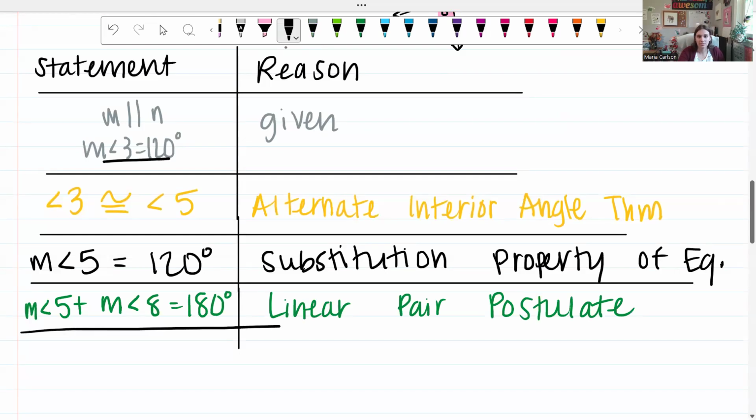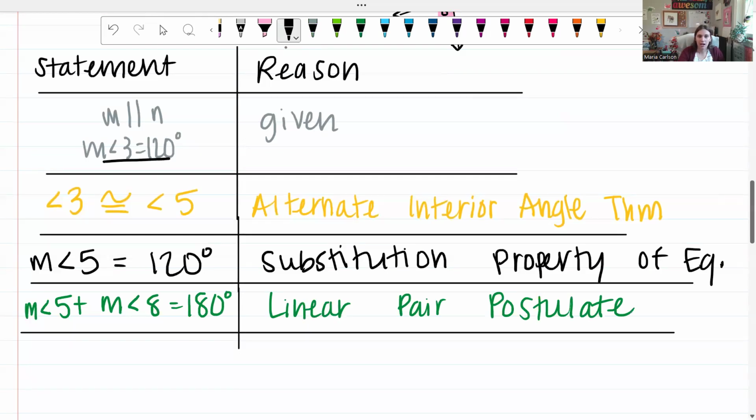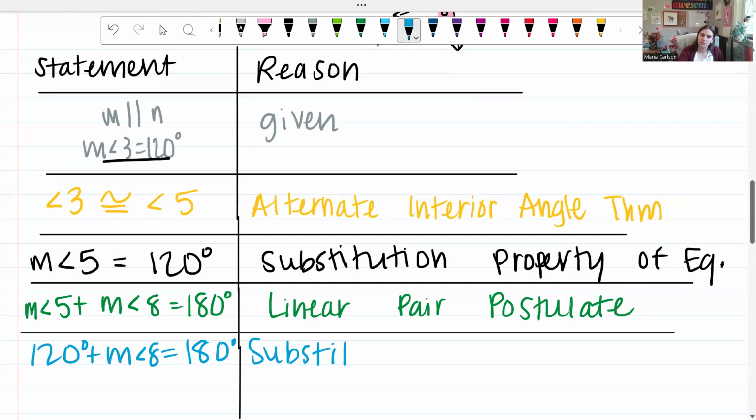And then, using what I know, the measure of angle 5, right? Measure of angle 5 is 120 degrees. So 120 degrees plus whatever the measure of angle 8 is has to be 180 degrees. Using that substitution again, just in a different way. Substitution property of equality.